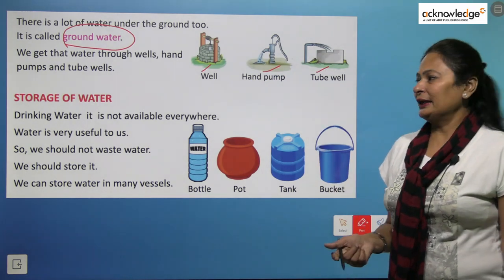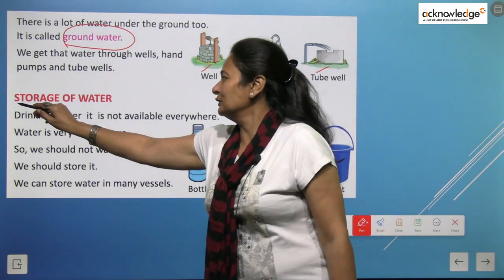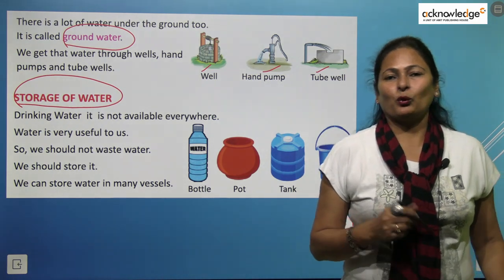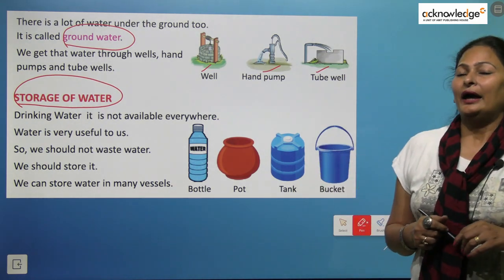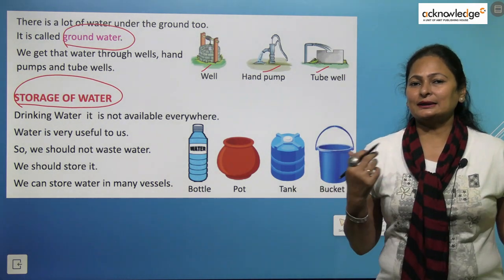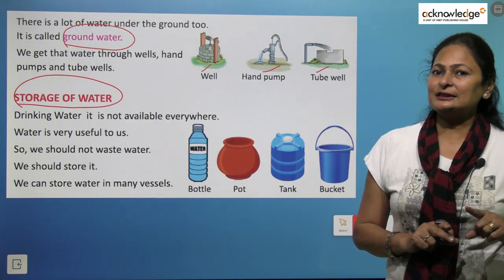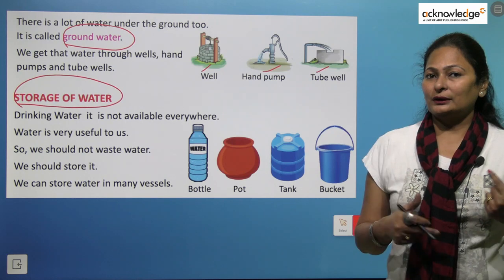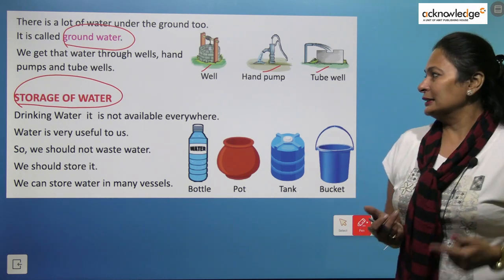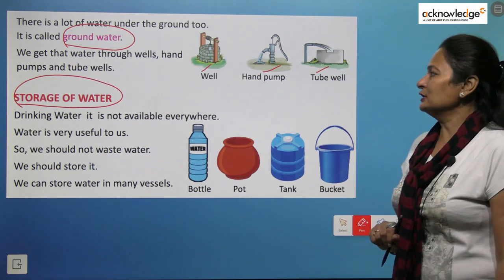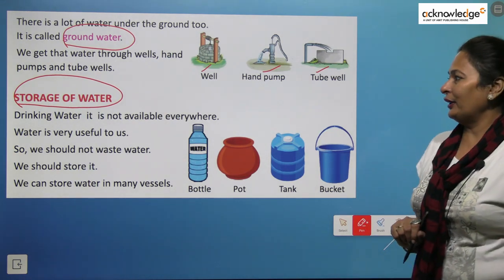Now, the next topic is storage of water. Kids, water is shapeless. Water does not have any shape. It takes the shape of the vessel. I told you not to waste water, and water needs to be conserved. So we should store the water. Drinking water is not available everywhere.